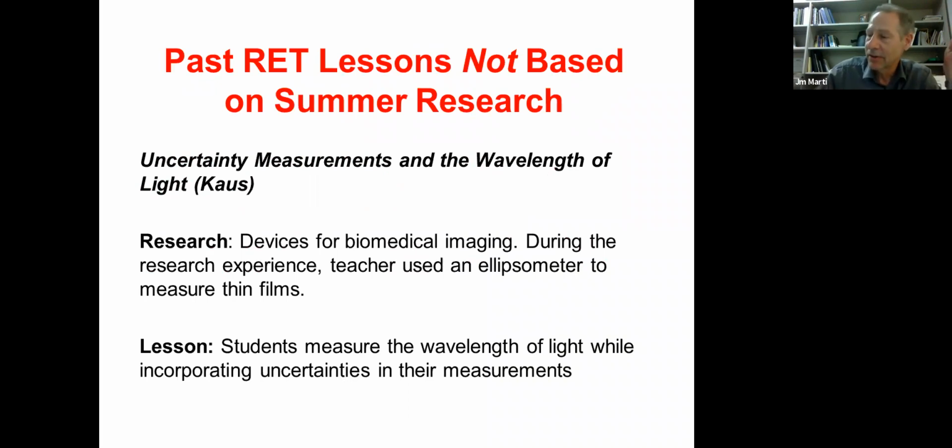Here's another case where the teacher was interested in getting across some concepts that are key to what we work with when we work with nanotechnology, but wasn't necessarily related to what he was doing in the summertime. His project was working on devices for biomedical imaging using light and ultrasound and so forth. During the process, he was making a thin film based device, and he used an ellipsometer to measure these films. And for those of you who saw the industry talk, it's probably a Woollam ellipsometer because they're the state of the art. This got the teacher thinking, how do you measure small things?